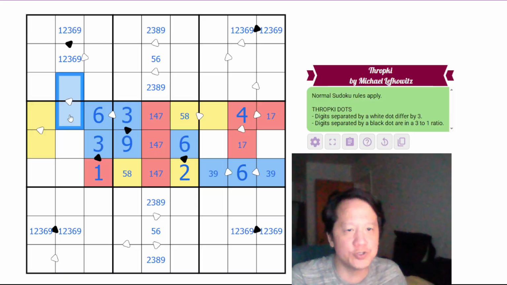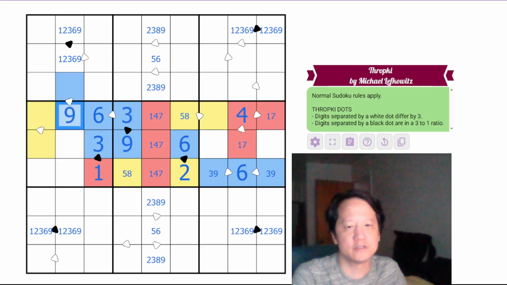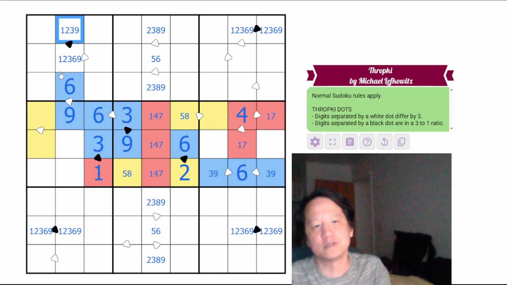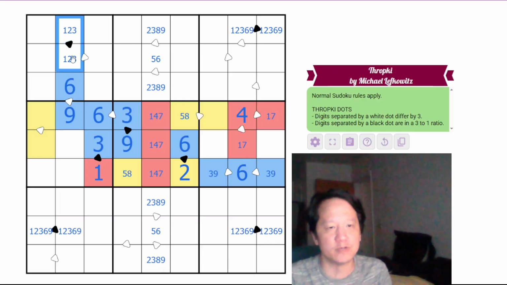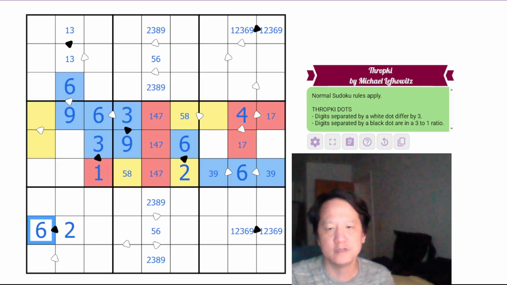That means we have 2 out of 3, 6, and 9 here. This has to be 9, actually, because we already have 3 and 6 in the box. So this is 9, which forces this to be 6. That eliminates 6 and 9 in the rest of the column. Well, this can't be 2 here to be in a 1 to 3 ratio. So this is 1, 3. Therefore, this must be 2 here, and this must be 6 to be in a 1 to 3 ratio.